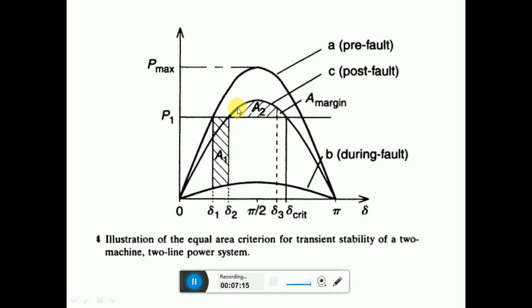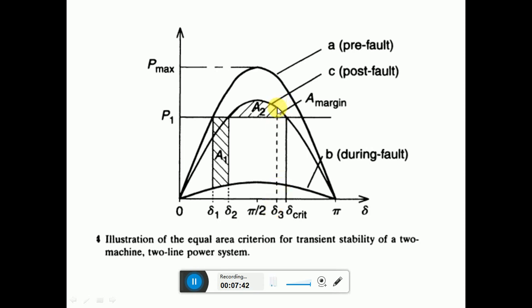So as delta is increasing, electrical power will also increase. We can see that after this point the deceleration starts, but due to the kinetic energy stored in the machine during acceleration, that will further increase the load angle delta. Suppose this delta is increasing till this delta 3.